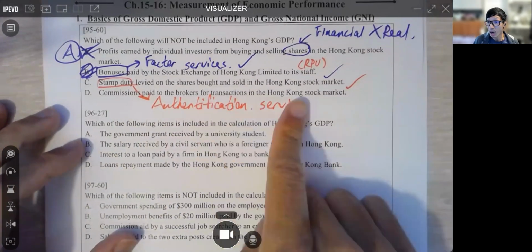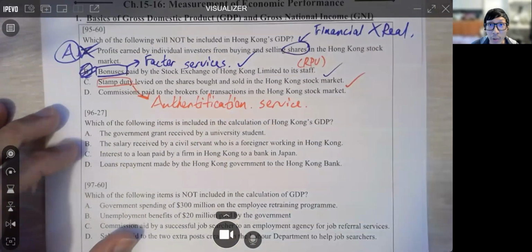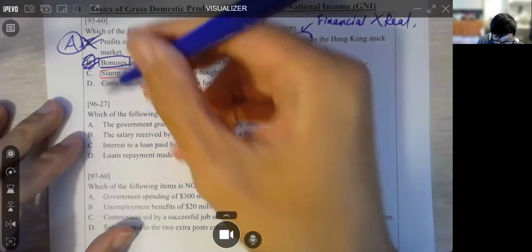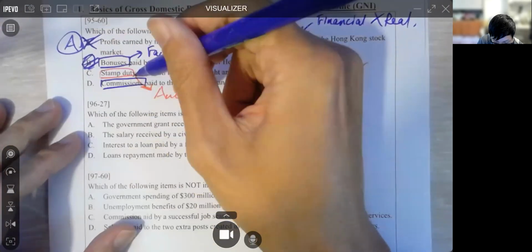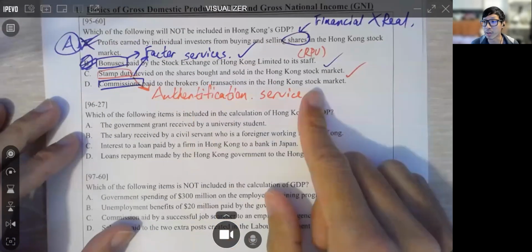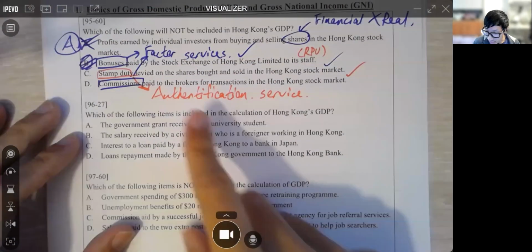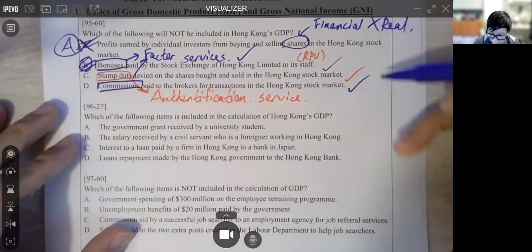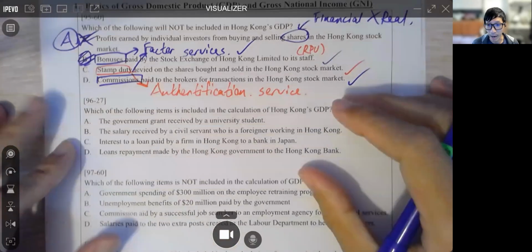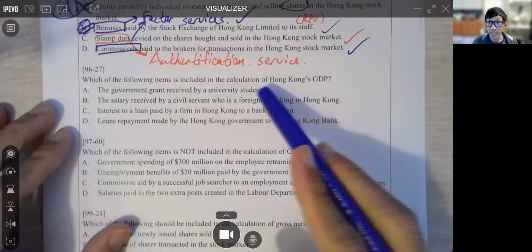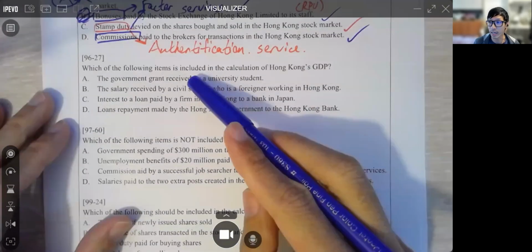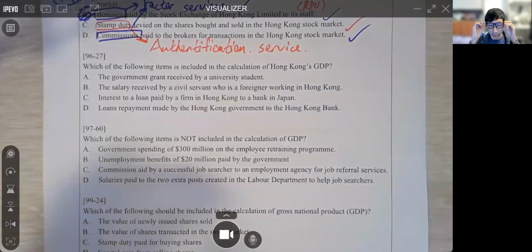嗱，咁唔使講啦，Hong Kong government of course RPU, right？唔使解啦嚇，係咪啊？Commission 一樣道理啦。You receive commission when you provide factor service, okay, to the brokers for the transaction in Hong Kong stock market. So D also counts. The answer is A. A does not count in GDP. OK，好嘛？好啦，你下一條啦。Next question. This time counts in GDP. 有乜嘢係 include 啦？今次唔係要交叉，今次要 tick 喎，好嘛？OK, here.